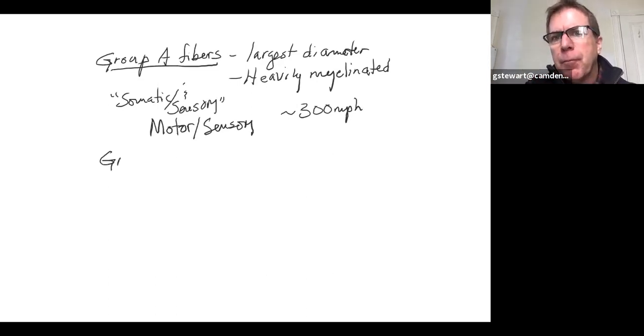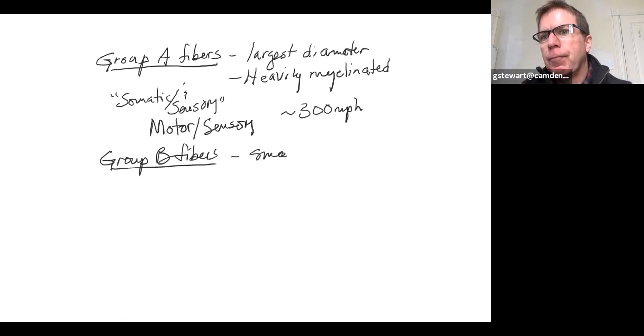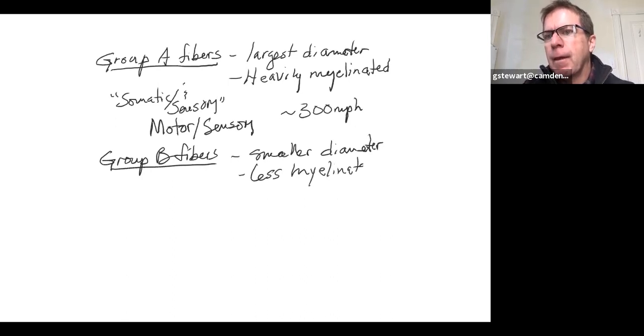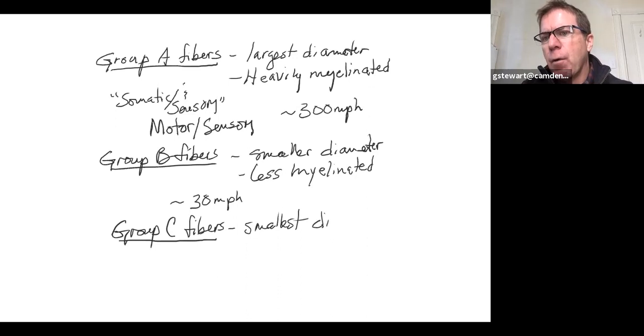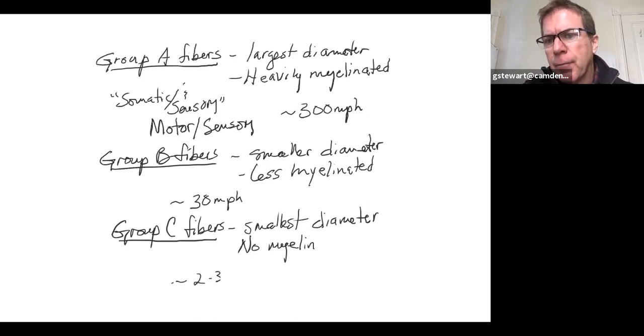Group B fibers tend to be smaller in diameter and have much less myelin around their axons. So they are lightly myelinated. And they conduct impulses about 10-fold less, so about 30 miles per hour. And finally, group C fibers are the smallest in diameter, and they lack myelin altogether. They're without that myelin sheath. And the decrease in speed is about 10-fold again, about 2 to 3 miles per hour for these.